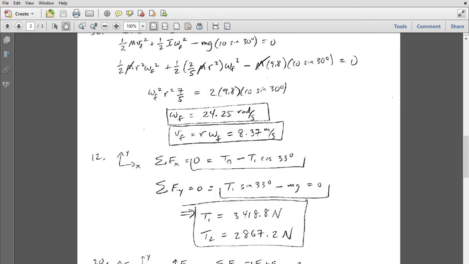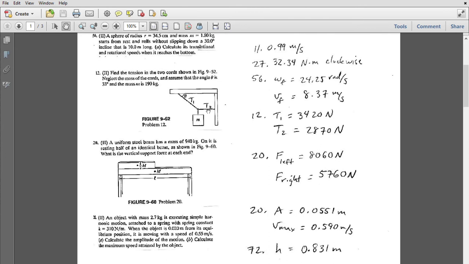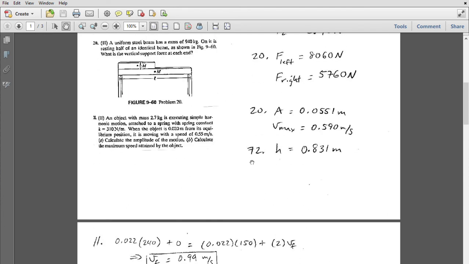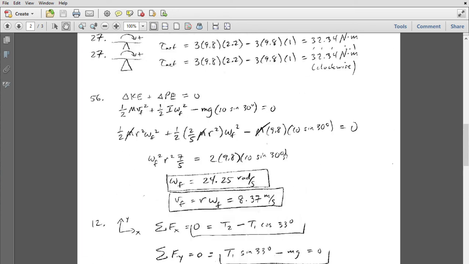That's 12. Take x to the right. Sum of the force x components is T2 minus T1 times the cosine of theta. That has to be equal to 0. Sum of the force y components on this little thing here is T1 times the sine of theta minus little m times g, and that's got to add to 0, right? We take those two together. One of them allows us to solve for T1, and then we can substitute into the other one. That allows us to solve for T2.